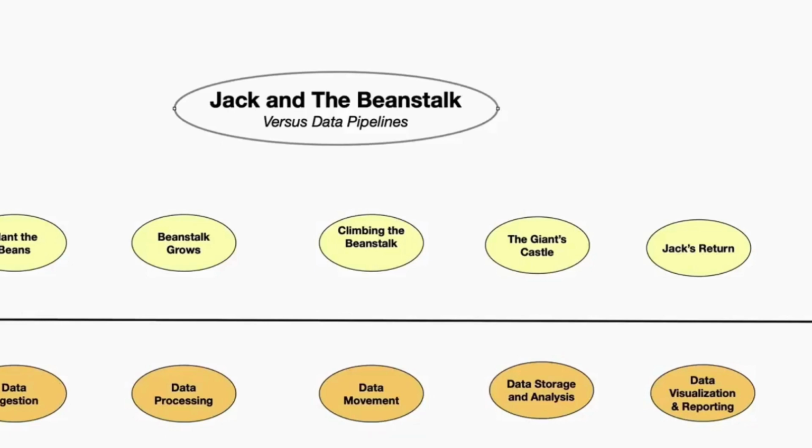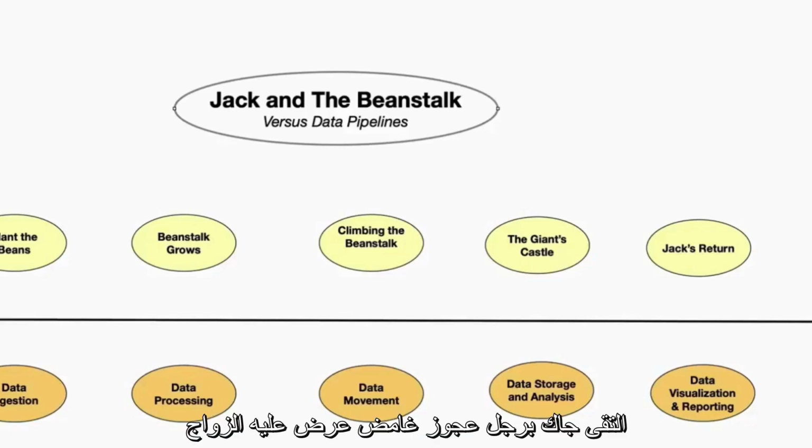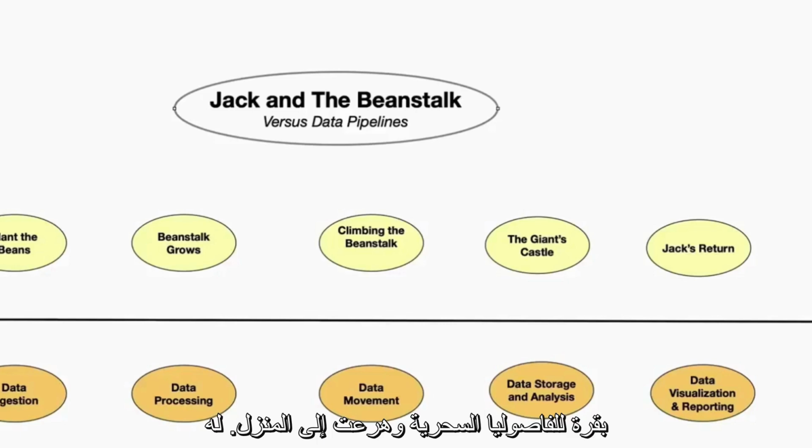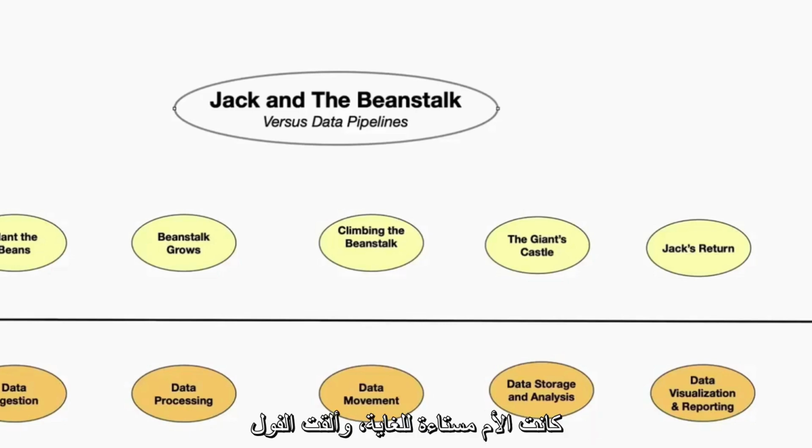On the way, Jack met a mysterious old man who offered him magic beans in exchange for the cow. Intrigued by the offer, Jack traded the cow for magic beans and rushed home. His mother was very upset, threw the beans out the window, and sent Jack to bed without supper. But to Jack's surprise, overnight the beans sprouted into a gigantic beanstalk reaching up to the clouds.